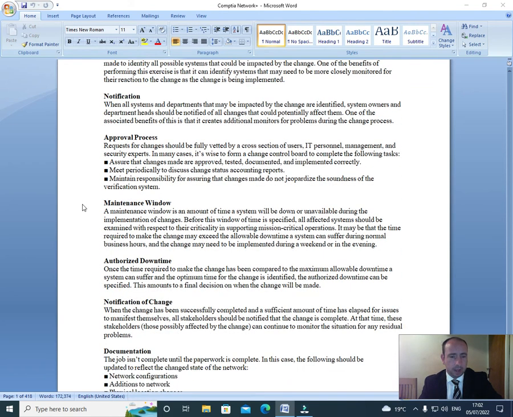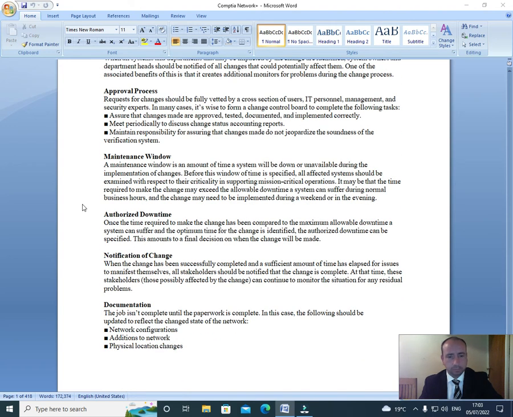Approval requests. Requests for changes should be fully vetted by a cross-section of users, IT personnel, management and security experts. In many cases, it's wise to form a change control board to complete the following tasks. Assure that changes made were approved, tested, documented and implemented correctly. Meet periodically to discuss change status accounting reports. Maintain a responsibility for assuring that changes made do not jeopardize the soundness of the verification system.